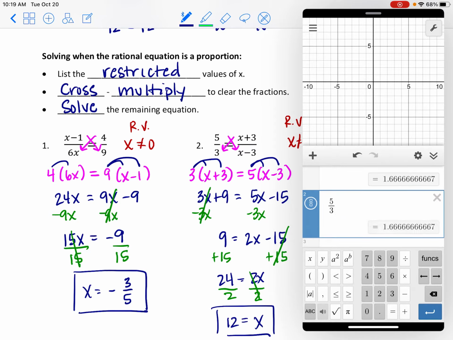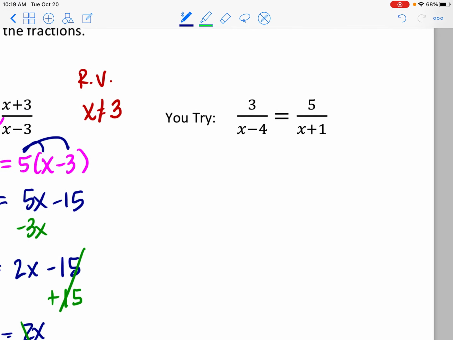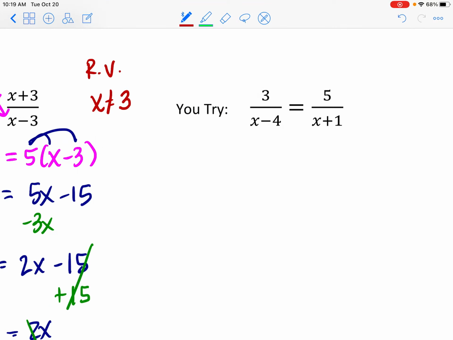Sorry, 5/3, and so I get 1.6 repeating on both of those. So again, confirmation that 12 is in fact my valid solution. Okay, not too bad of a process. If you want and you're feeling comfortable, then pause the video and give it a try.